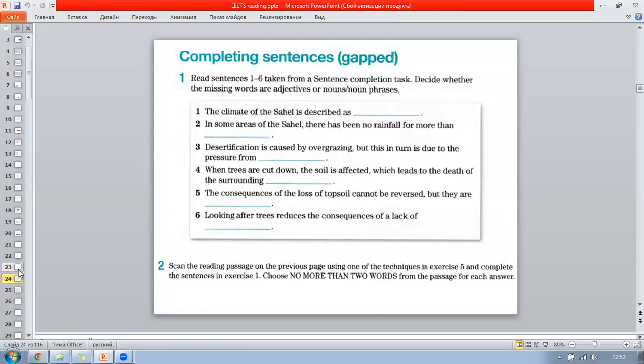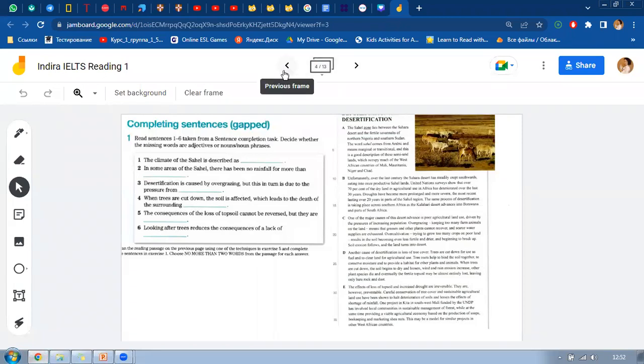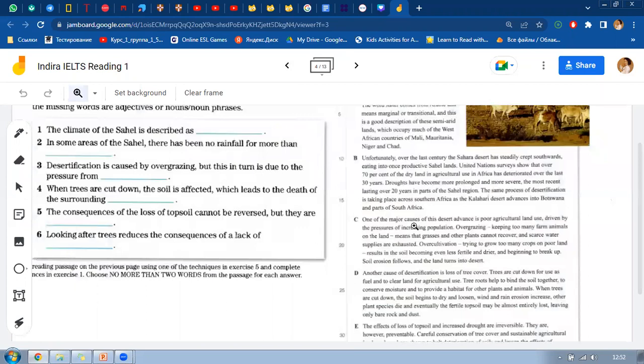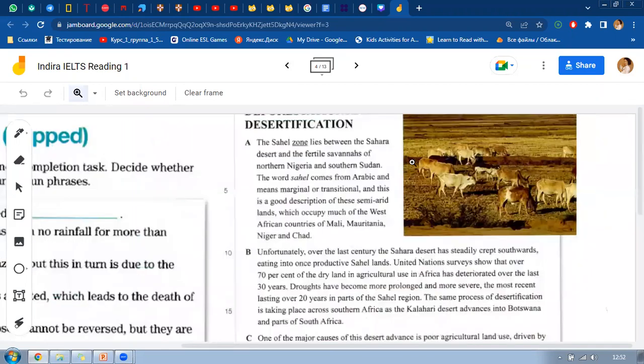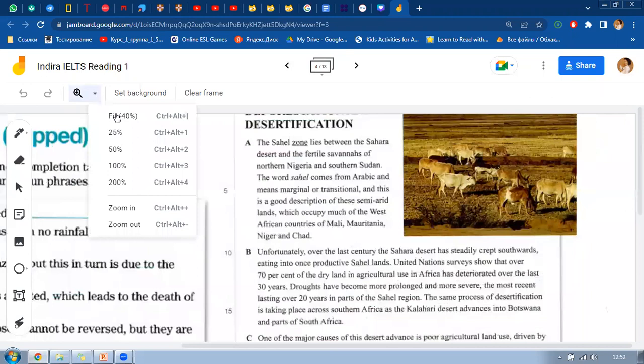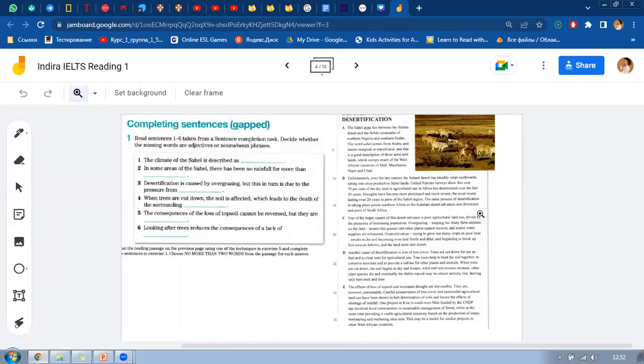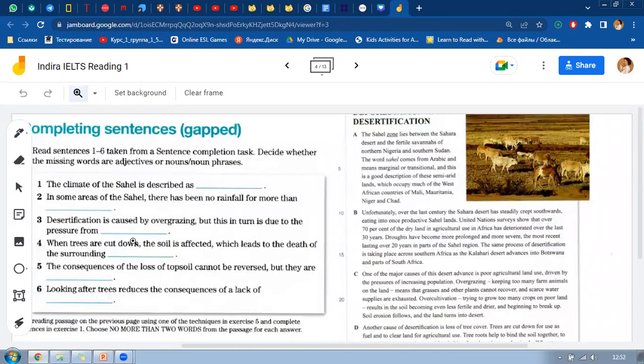As homework, I will send the link, and this is Jamboard, and you will need to scan this text. This is the text. You can make it bigger. You can zoom it like that, even closer. So you can choose which place to read, let's say. But firstly, you will have this task.